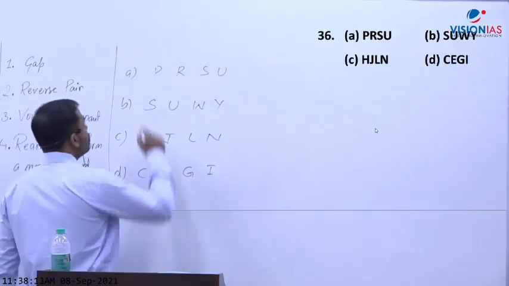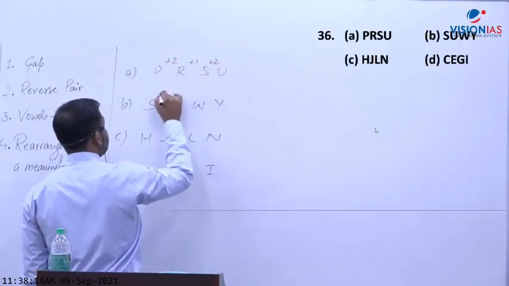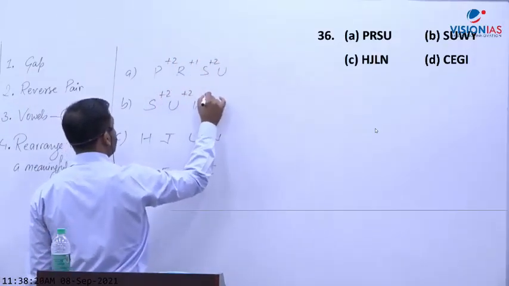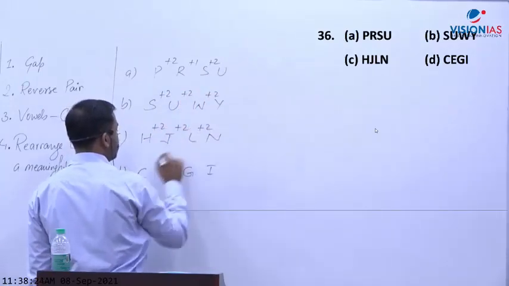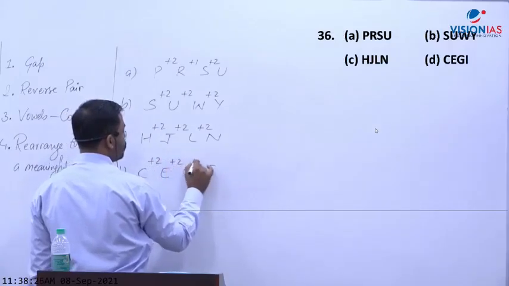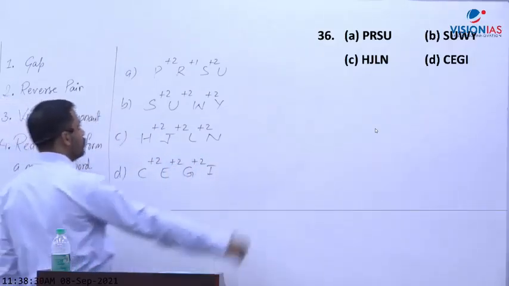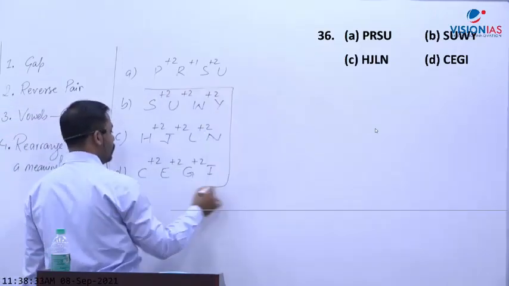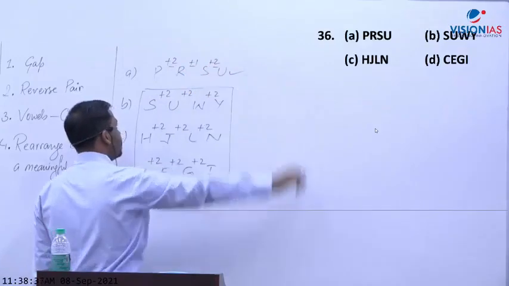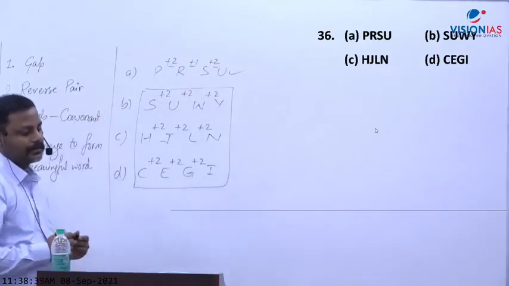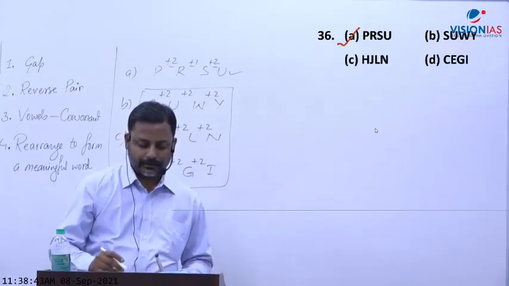Yes. P plus 2 is R, R plus 1 is S, S plus 2 is U, U plus 2 is W, W plus 2 is Y. H plus 2 is J, J plus 2 is L, L plus 2 is N. C plus 2 is E, E plus 2 is G, G plus 2 is Y. So the rest of the options follow a gap of 2, but here it is 2, 1, 2. So that's why option A is odd. Option A is odd.